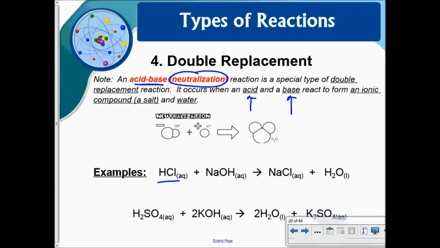So you have an acid reacting with a base. You know it's an acid because of hydrogen, a base because of the OH. And you get a type of salt. It doesn't have to be sodium chloride. A salt is an ionic compound, and then water. And water, notice, is in its liquid state.